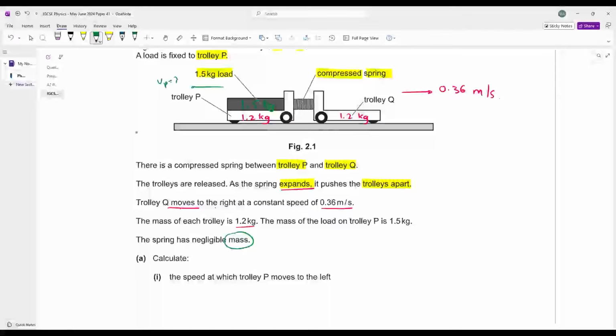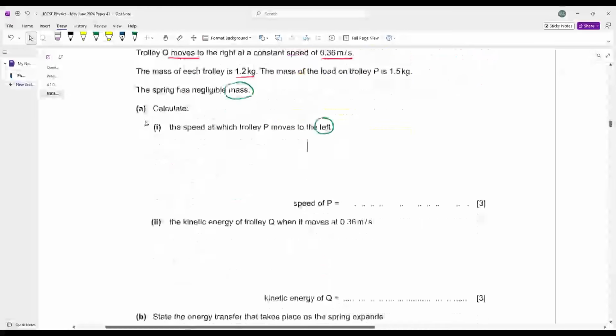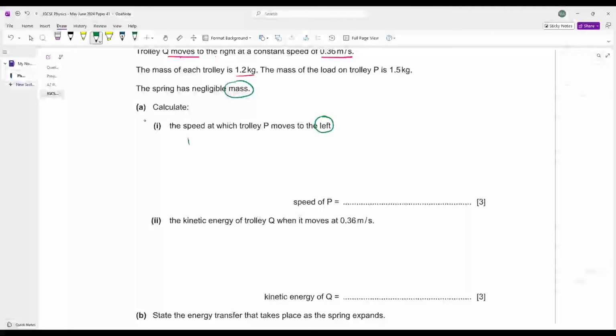Calculate the speed at which trolley P moves towards the left. You have to calculate the speed at which trolley P moves towards the left. How are you going to do this? You will say that applying principle of conservation of momentum. जब आप principle of conservation of momentum apply करोगे, what will you say? The total momentum before the spring expands is equal to the total momentum after.